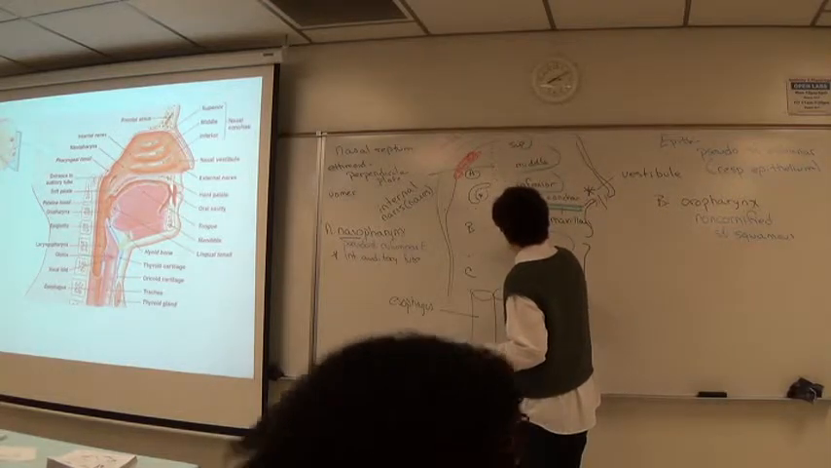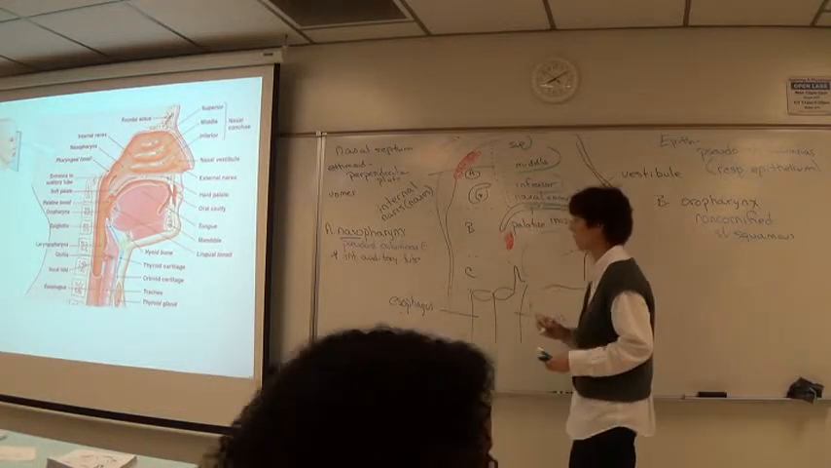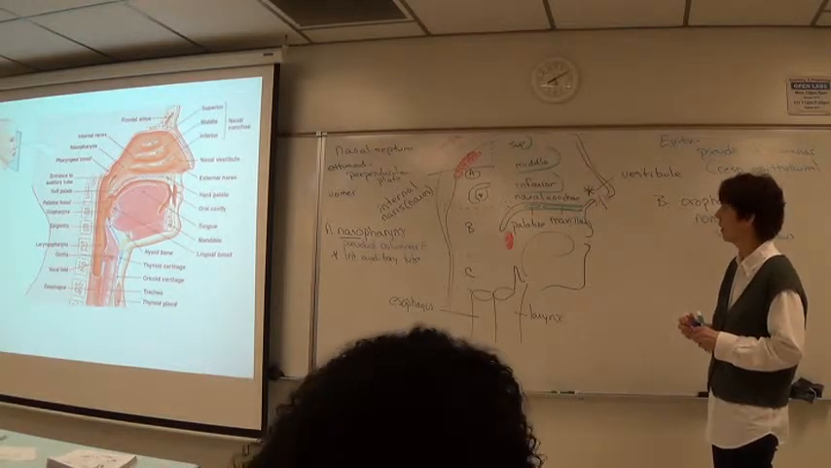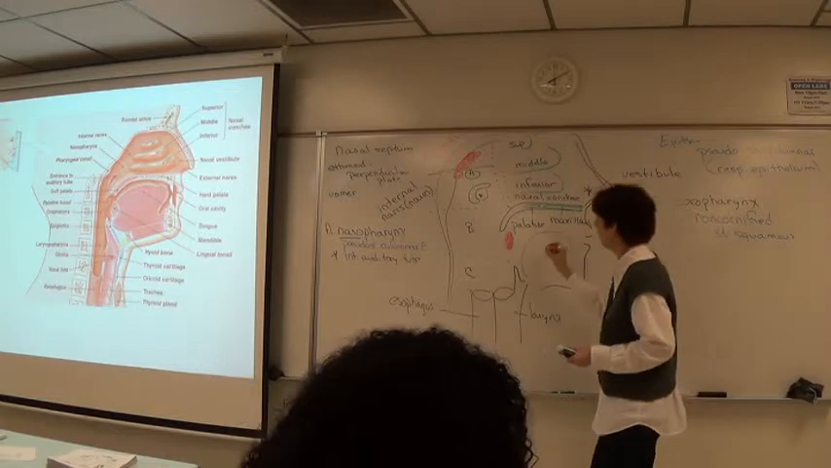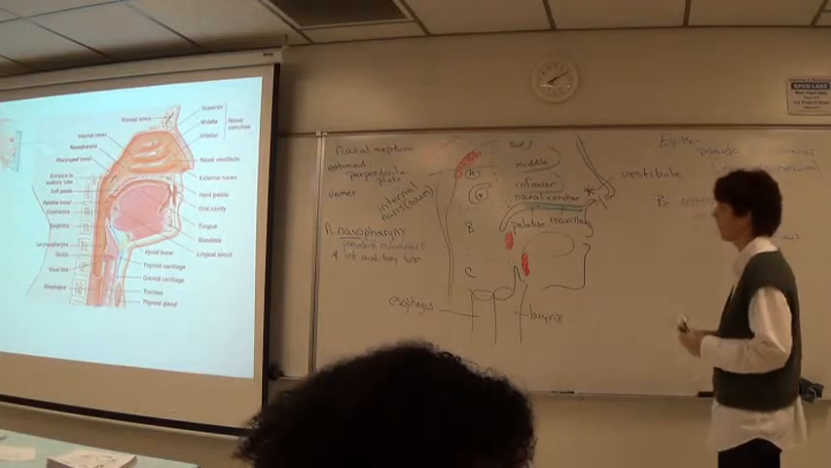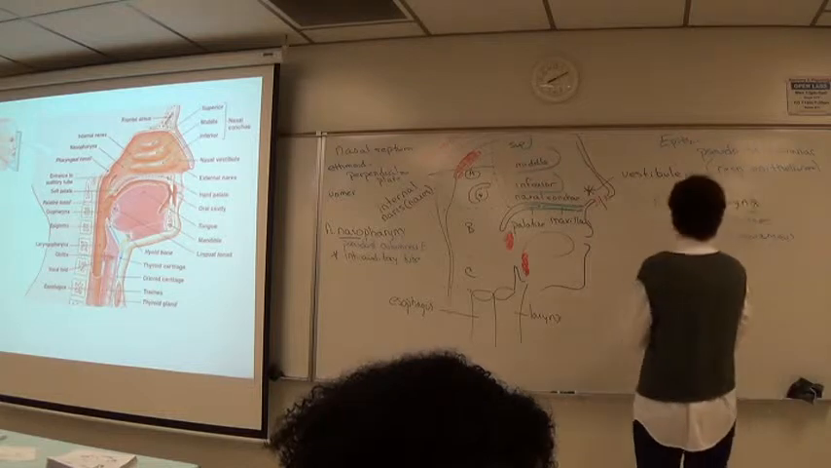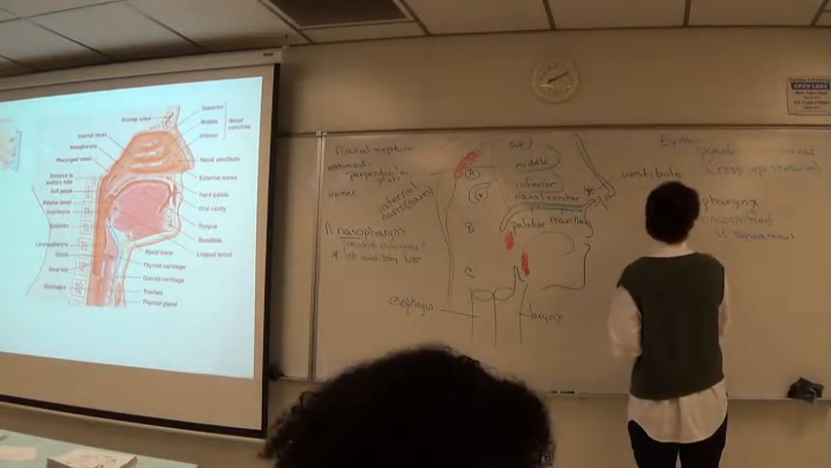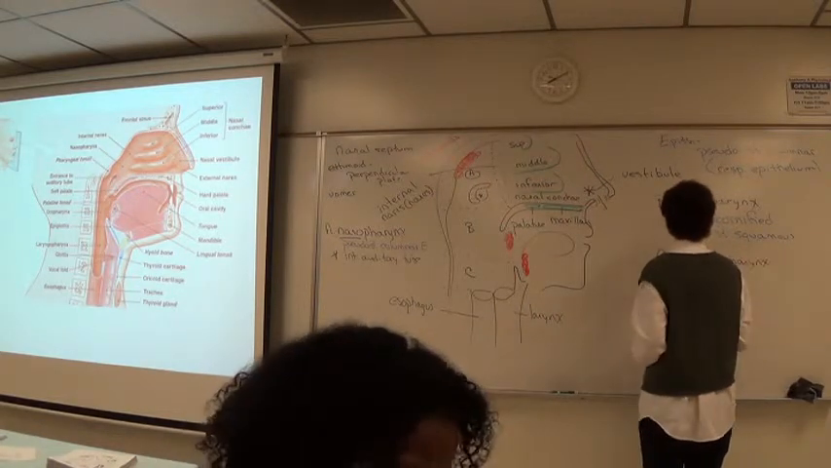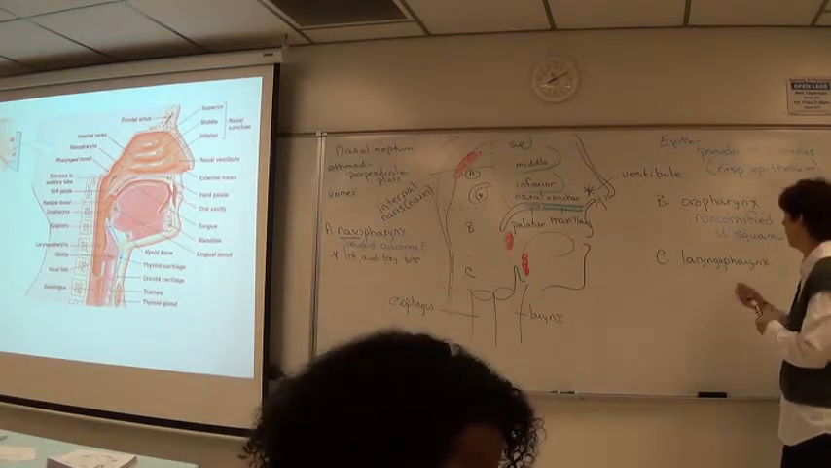Kind of at the interface between the oral cavity and the oropharynx, but still considered to be part of the oropharynx, we have the palatine tonsils. The lingual tonsils are considered usually to be part of the oral cavity. And then we have the laryngopharynx, and we continue the epithelium of non-cornified stratified squamous.